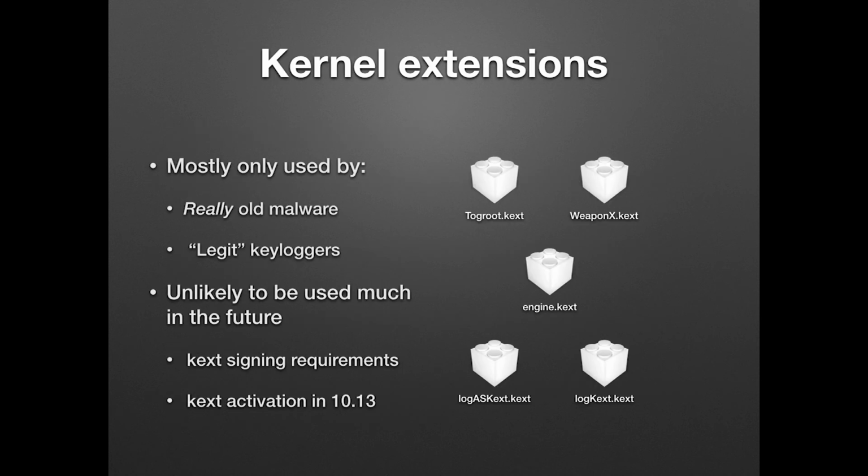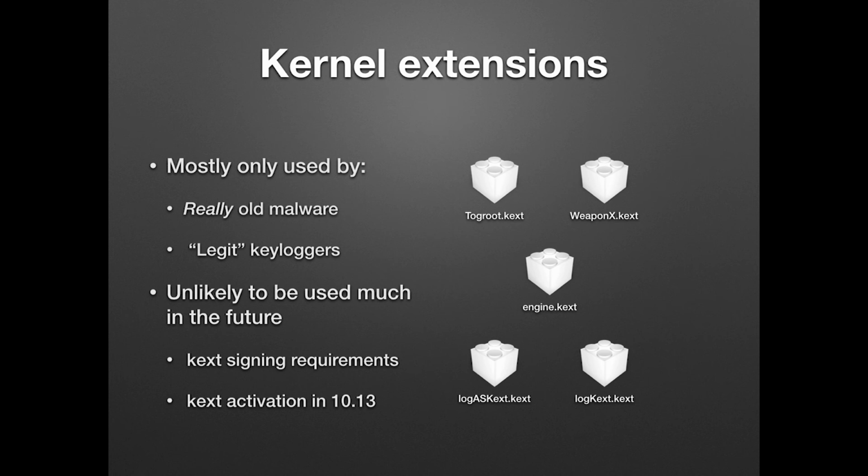Kernel extensions. These are not really used very much anymore. They used to be, but these days we pretty much only see this in really old malware, as in the first 2 examples there, TogRoot and Weapon X. Those are both malware from back in 2004. That's the last time I can remember malware actually using a kernel extension on the Mac.